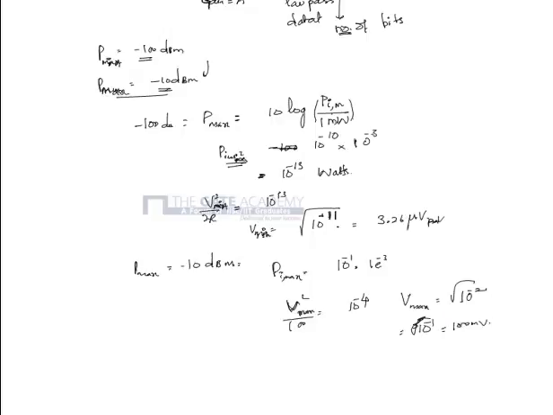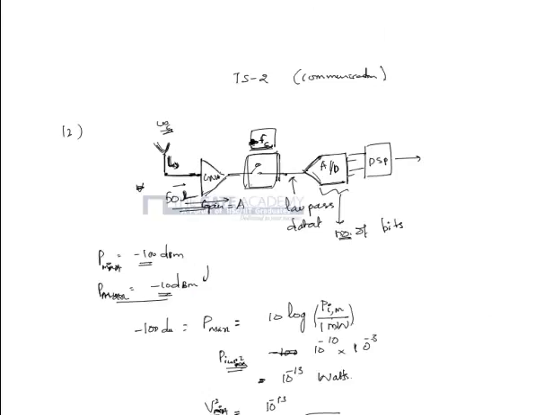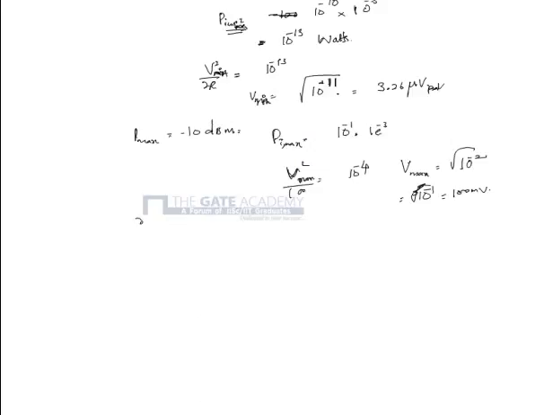Now this is passed through the gain of the amplifier, the gain of the low noise amplifier. So the signal seen at the ADC, let's call it X, that is signal seen at the ADC. X min, the minimum signal that is seen here, is A into 3.26 microvolts. X max is equal to A into 100 millivolts.